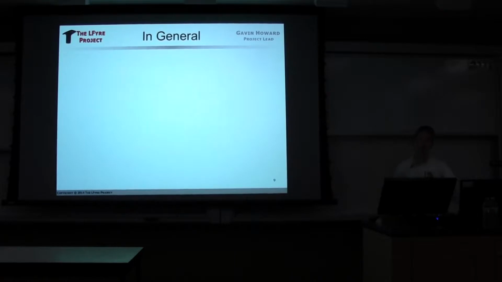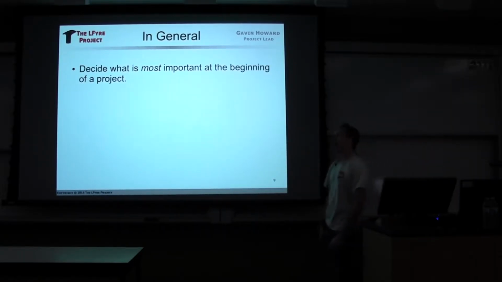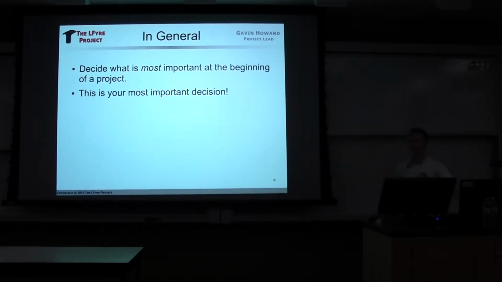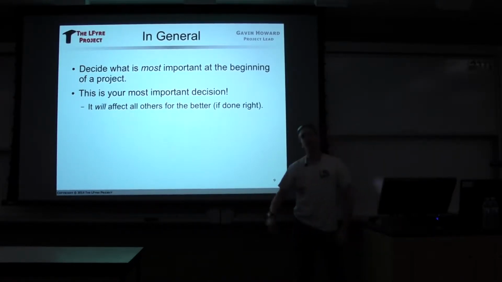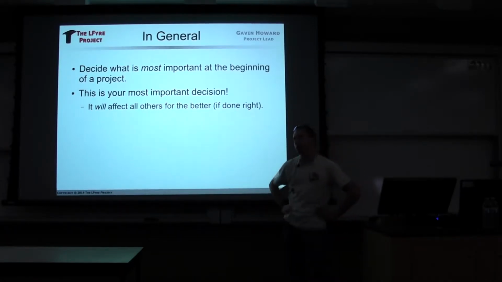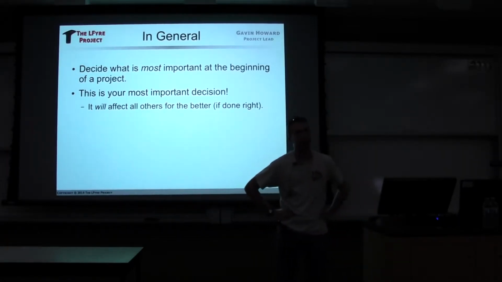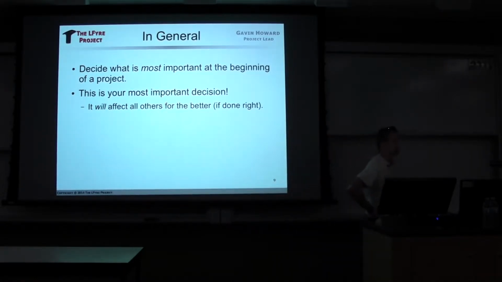So in general, decide what is most important at the beginning of a project. This is by far your most important decision. This will affect every other decision you make. You will constantly find yourself going back, okay, how does this apply to error-free programming? How does this apply to powerful programming? You've got to make the right decision here, and quite frankly, we all know what's most important. That's why error-free programming for LFyre is most important. We just want good software. So generally your top goals should be fairly obvious, but make sure you follow them. Never, ever back down on them.